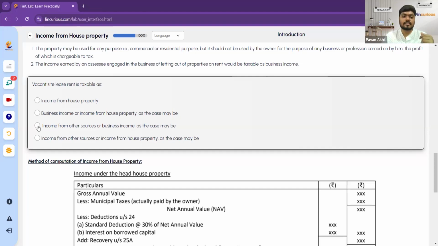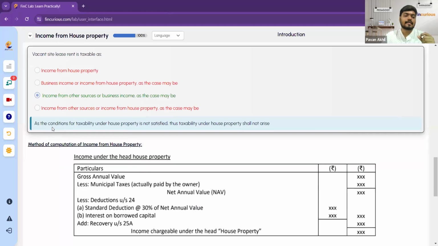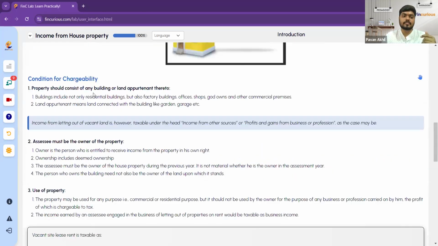So I'm clicking on the correct option. Oh, I earned some Fincy coins. That's great. And you can see the answer here: as the conditions for taxability under house property are not satisfied, taxability under house property shall not arise. So these are the three conditions for chargeability. I'm repeating again: property should consist of any building or land appertaining thereto; assessee must be the owner of the property; use of the property either for commercial or residential purpose.